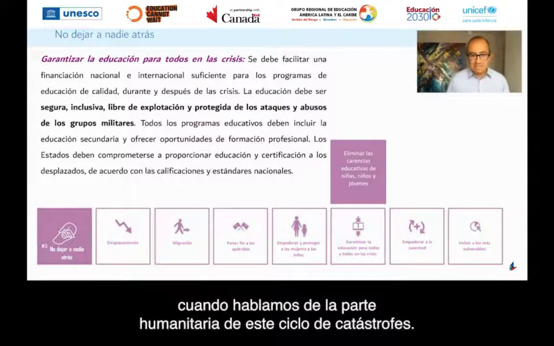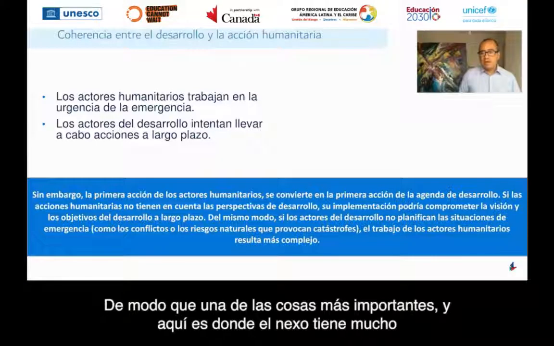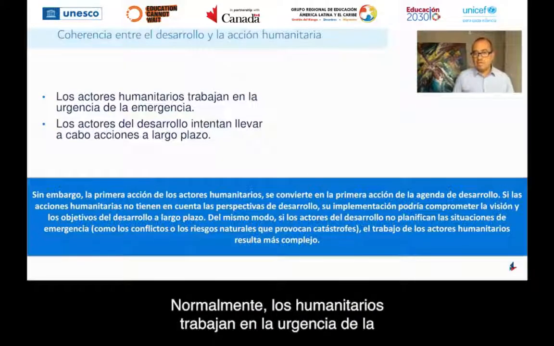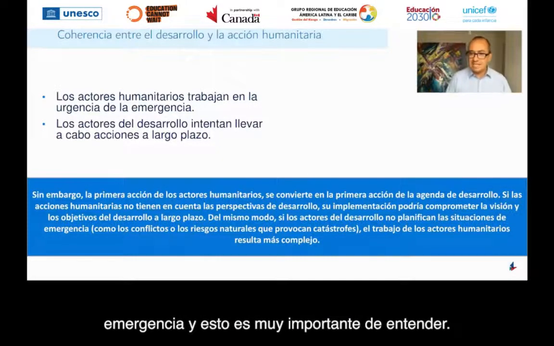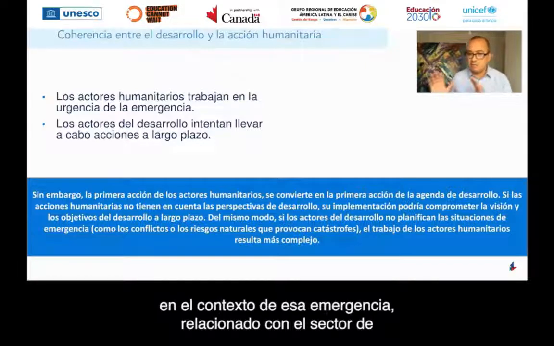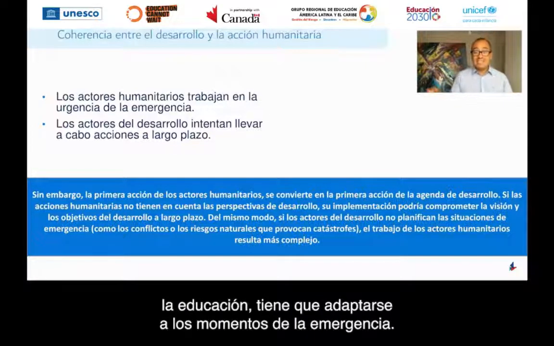So one of the most important things, and this is where the nexus makes a lot of sense now, is how we create coherence between development and humanitarian actions. Normally, humanitarians work in the urgency of the emergency, and this is very important to understand. So we are in an emergency, and the work that we want to develop as humanitarians in the context of that emergency related to the education sector needs to be adapted to the moment of the emergency.